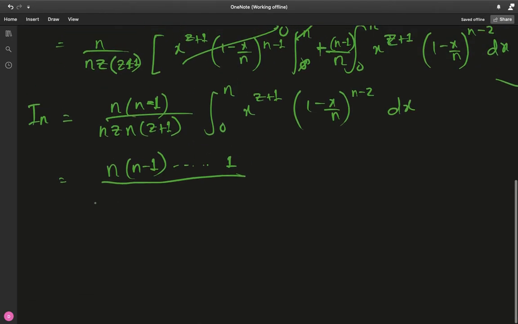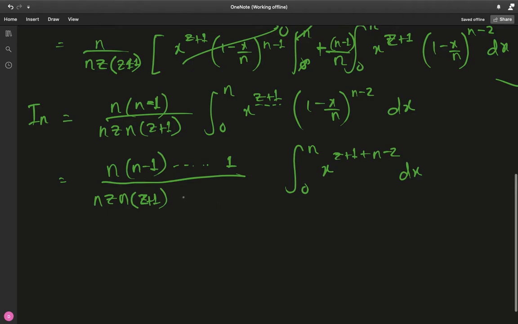And notice the denominator with nz times z plus 1, and this final factor was matching whatever power x had. So in our case, since we are subtracting n minus 2 here, we'll be adding n minus 2 in here like this.